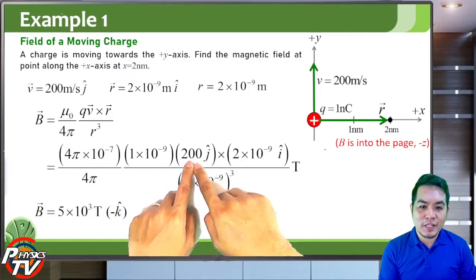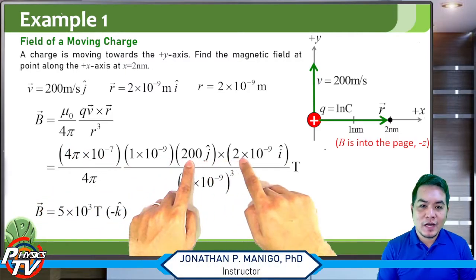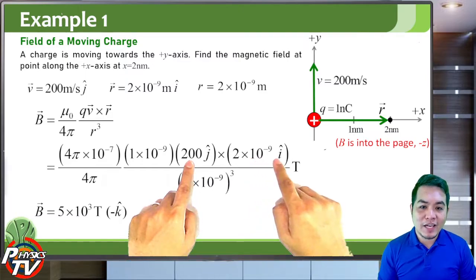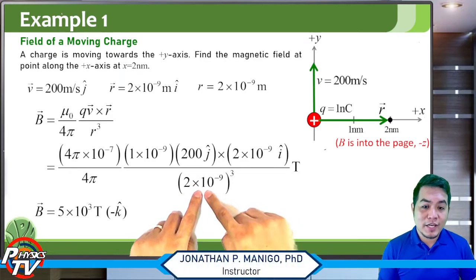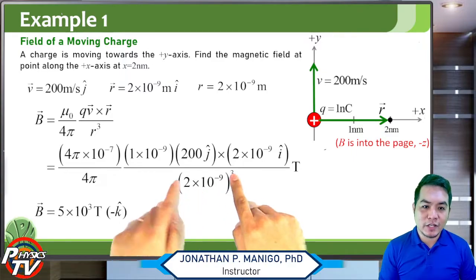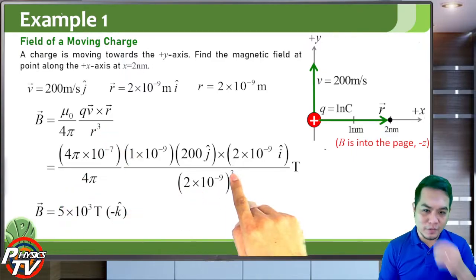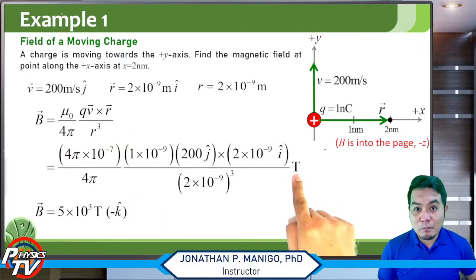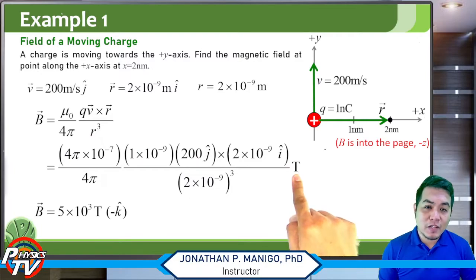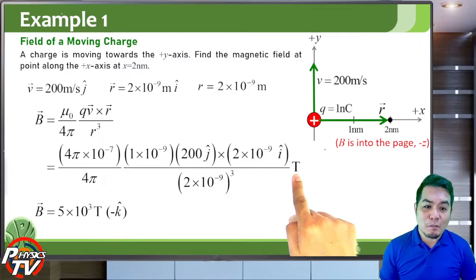And then our velocity is 200 meter per second j hat. Our r is 2 nanometers i hat. The magnitude of r is 2 nanometers, or 2 times 10 to the negative 9 meters, and then you take the cube because it's r cubed here. So all of those units combine to make up the unit called Tesla, the unit for magnetic field.